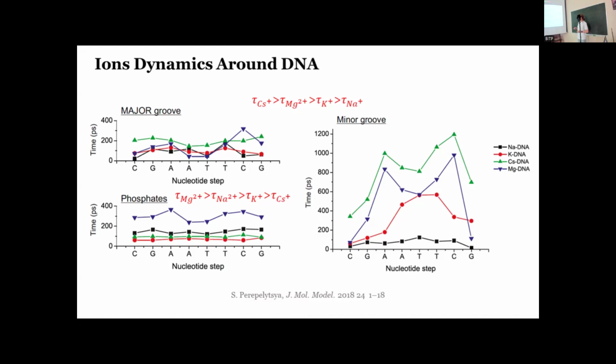In the major groove, the residence times are shorter compared with the minor groove, with the longest times still observed for the cesium ions and some of the magnesium ions. And near the phosphate groups, the residence times of ions can reach up to 400 picoseconds, and they follow this order where the magnesium ions have the longest residence time.